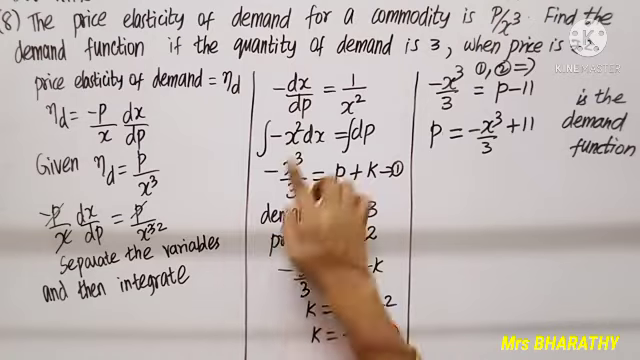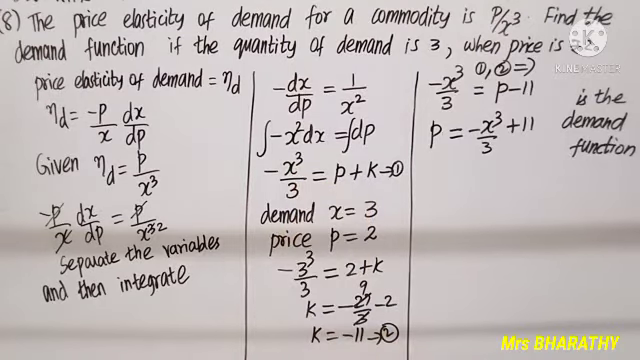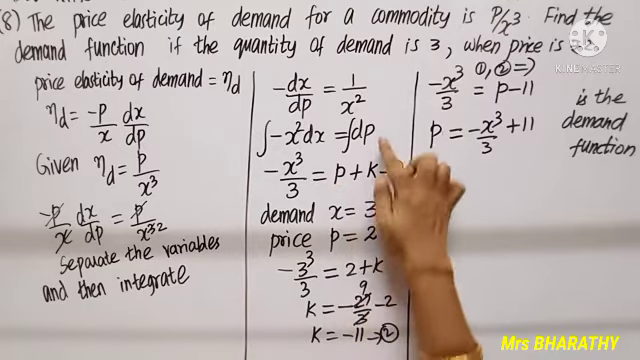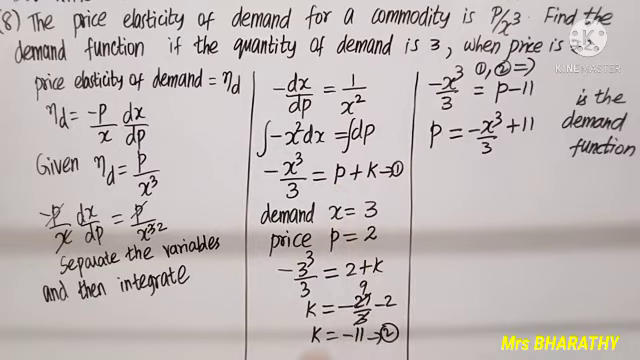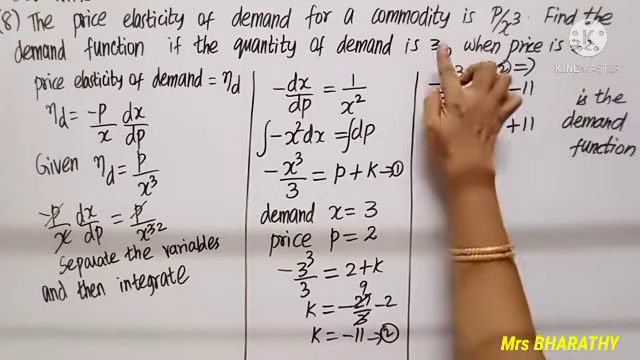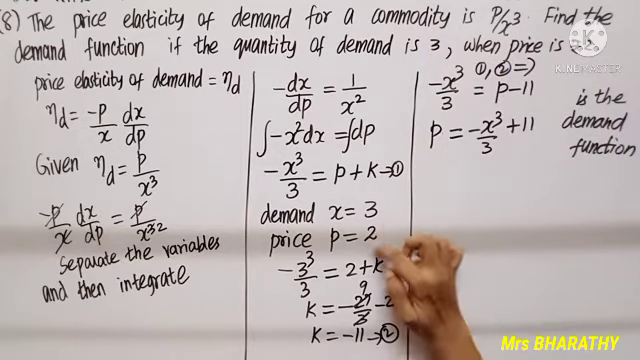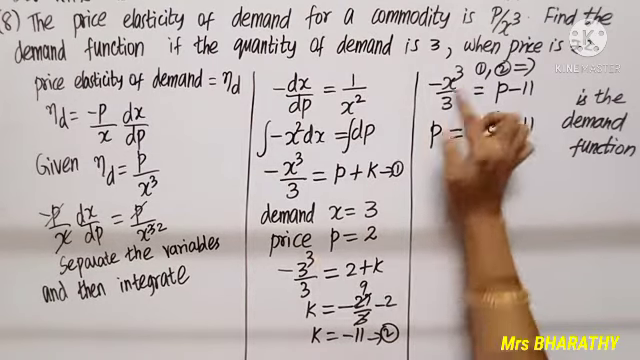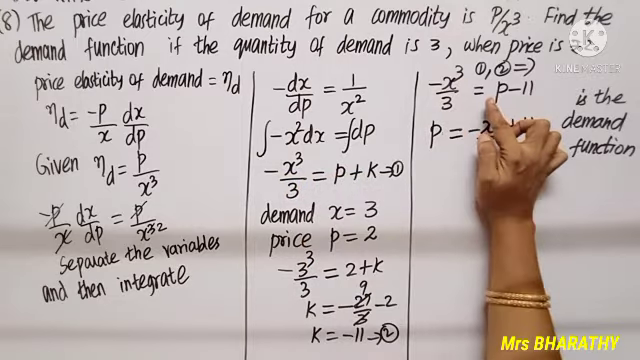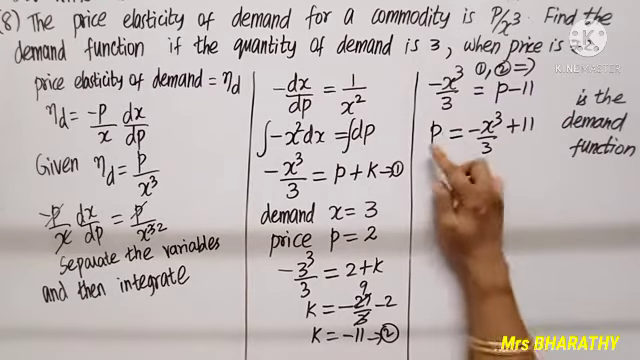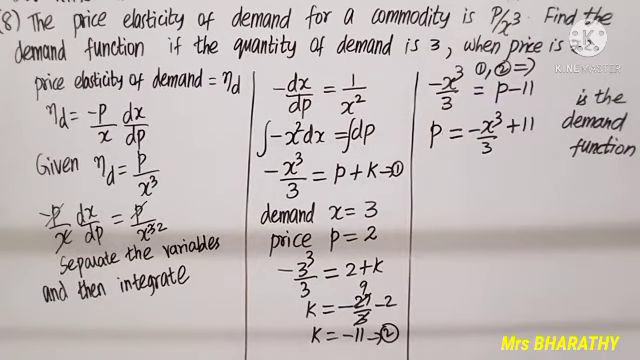Minus as it is, x square becomes x cube by 3. Integral dp just gives me p plus introduce a constant. To get the constant, we use the condition demand 3, price 2. x is 3, p is 2. As I substitute, I get k value as minus 11. Put it back in equation 1, we get minus x cube by 3 equals p minus 11. Bringing 11 to the other side, we get the required demand function.